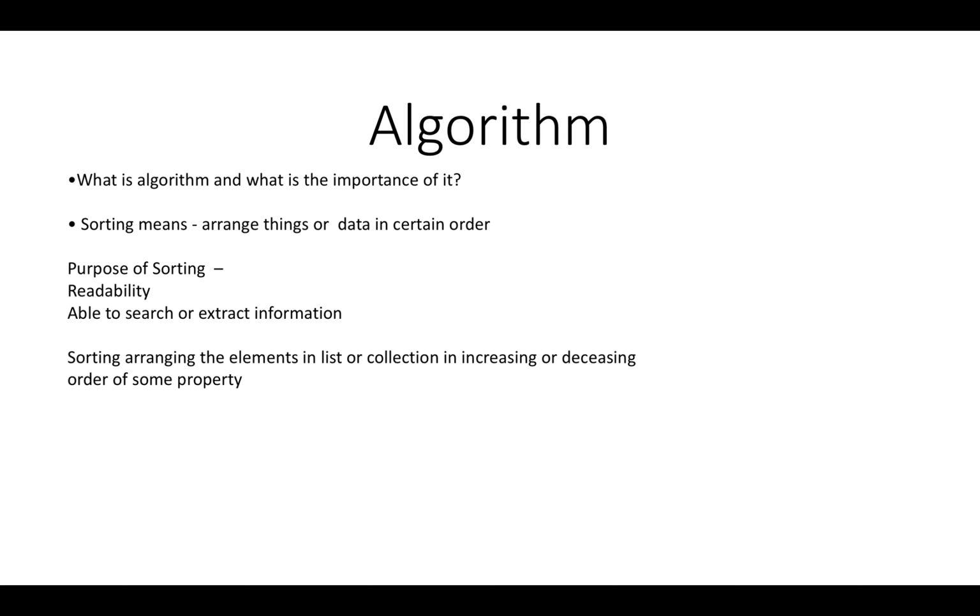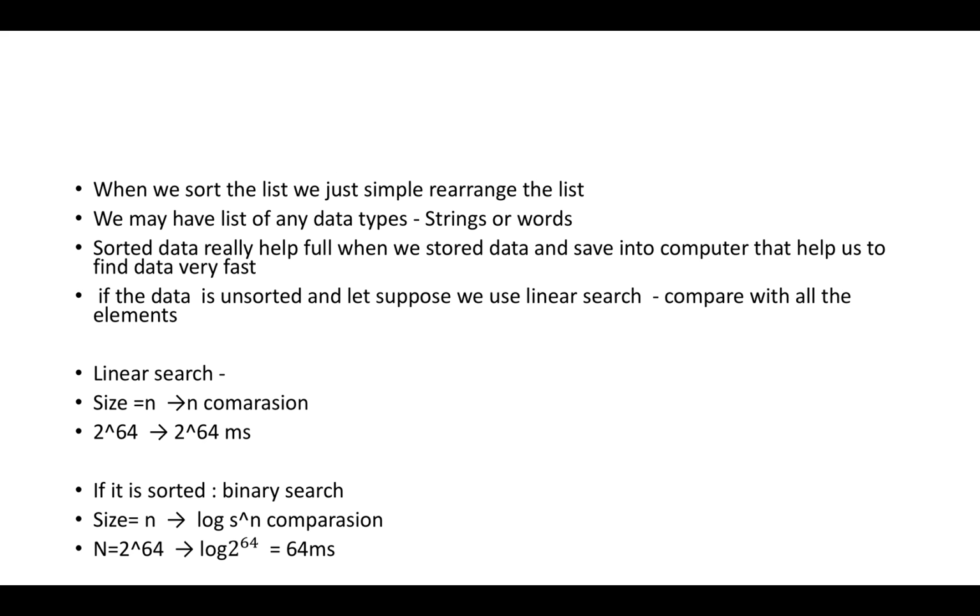In a dictionary, all the words are in sorted order. So if you're going to find a particular word starting with B, then you directly go to the B words. Let's assume that it is not in any particular order; then how much time would it take to find that particular word? So the reliability of the code is increased, and you can easily search or extract the information from it. Sorting is like arranging the elements of a list or collection in increasing or decreasing order, or defined on some property.